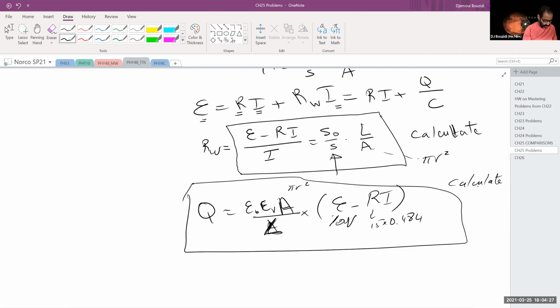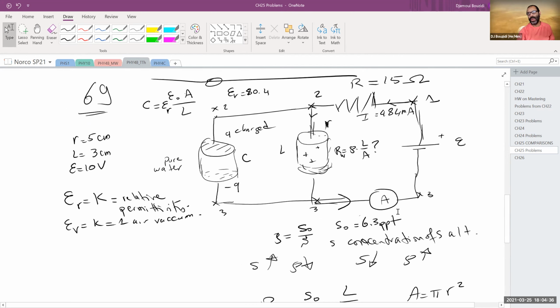For what salinity level would the 15 ohm resistor dissipate half the power supplied by the battery? Now here is the deal. We want the power dissipated in here to be equal to half of the power that is supplied by the battery. So that is basically the equation that we have to solve.